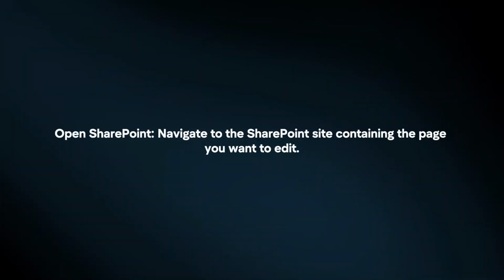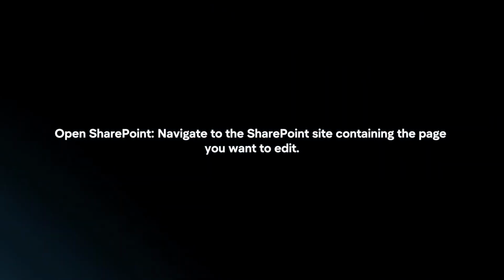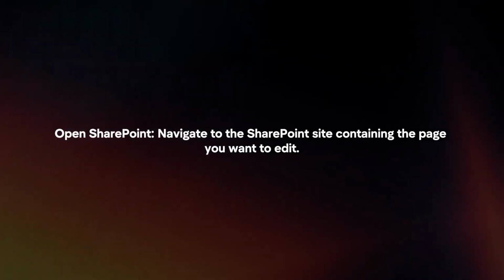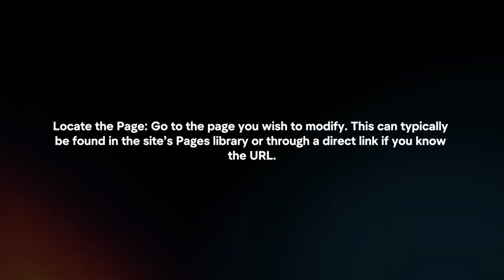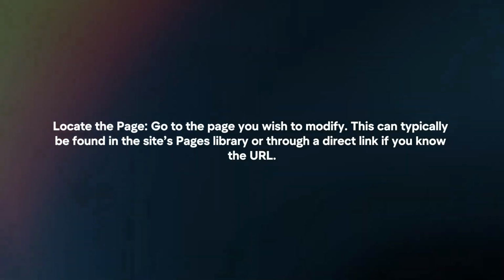To edit a SharePoint page, follow these steps. Open SharePoint. Navigate to the SharePoint site containing the page you want to edit. Locate the page. Go to the page you wish to modify. This can typically be found in the site's pages library or through a direct link if you know the URL.